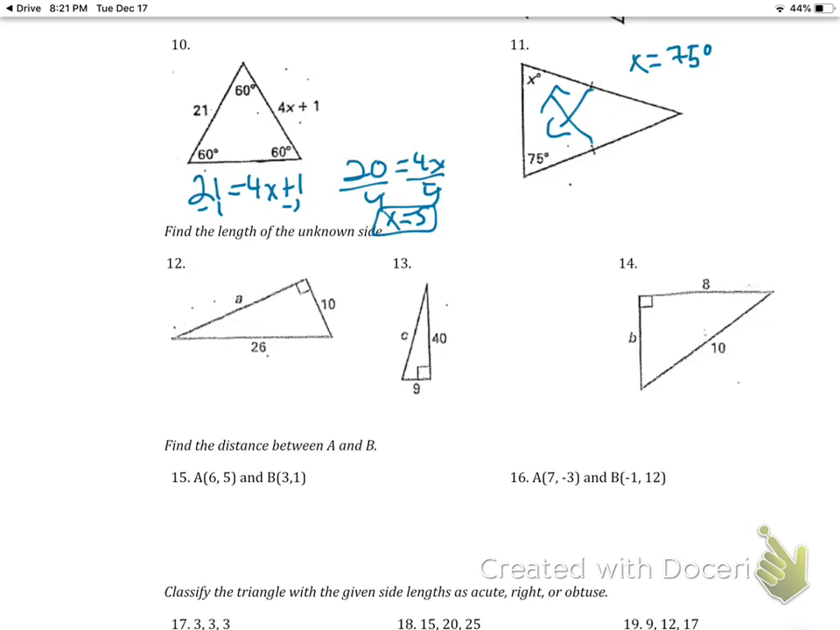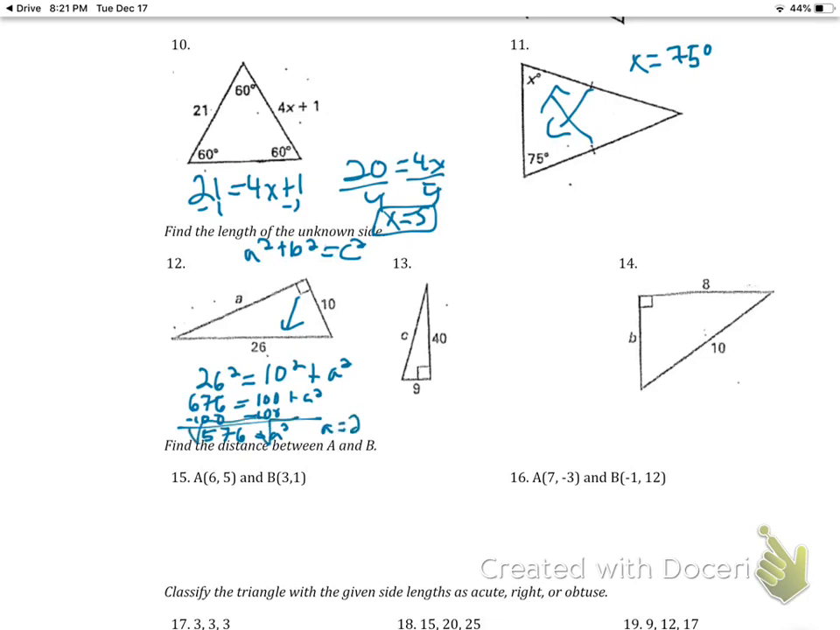Now we're on to the section that requires us to use the Pythagorean theorem. Remember, that's a squared plus b squared equals c squared, where c squared is the biggest side, the side across from the right angle, so that's the hypotenuse. So in this one, that's the 26. 26 squared equals 10 squared plus a squared. If you have a calculator, this is a good time to use it. 26 squared is a big number, 676. 10 squared is 100. Plus a squared, subtract over 100, subtract over 100. We end up with 576. To get a by itself, we got to square root both sides. A equals 24.